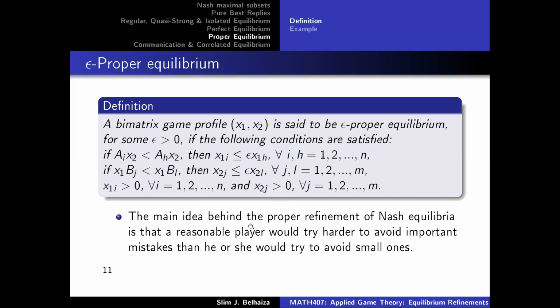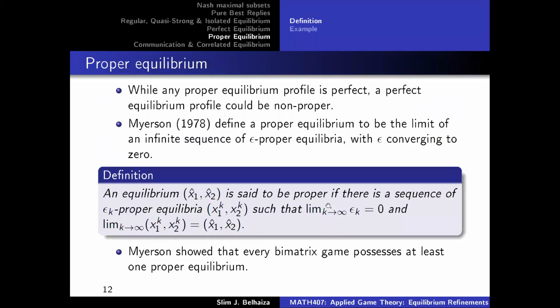And the main idea of the proper refinement of a Nash equilibrium is that a reasonable player would try harder to avoid important mistakes, because here i and j are important mistakes with respect to h and l, than small ones. Okay? So while any proper equilibrium profile is shown to be perfect, we can easily show that any equilibrium profile satisfying these conditions is perfect, but perfect equilibria are not always proper.